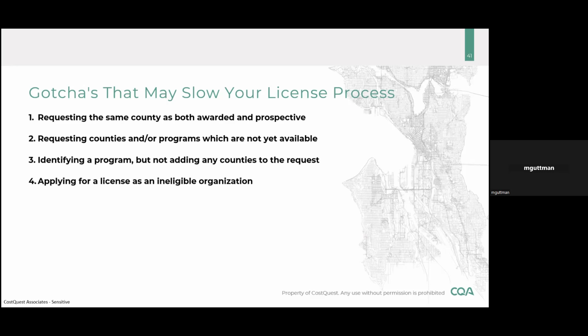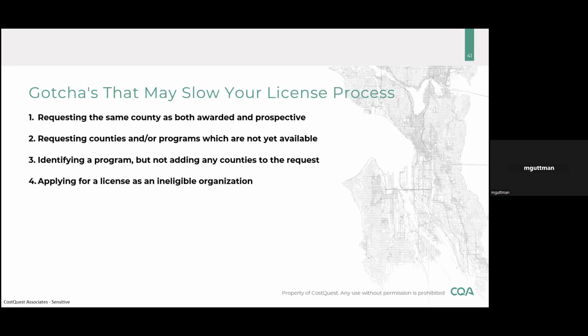So we'll come back and ask you a question about that. Requesting fabric for counties or programs that aren't available yet. So we'll, again, go back and ask you questions there. Identifying a program but not asking for any counties within it. That will stop the request. And then finally, applying for a license as an ineligible organization.